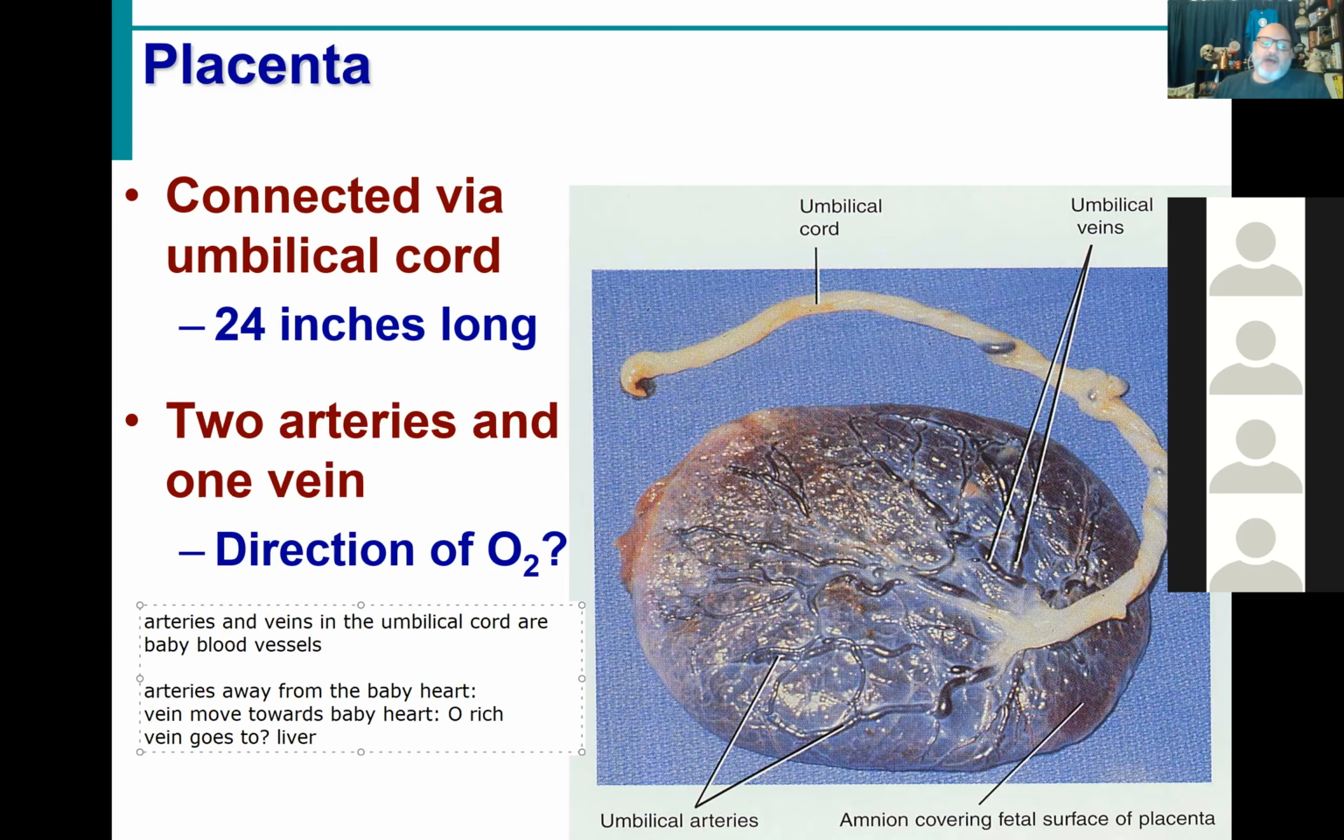It is picking up all of those nutrients from mom. And as we know, depending if mom's been eating nothing but pickles and ice cream, it may be nutrient rich, but not necessarily nutrient appropriate. So it has to go to the liver first to be processed.